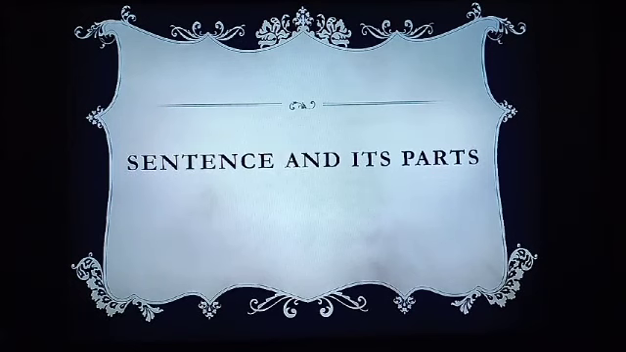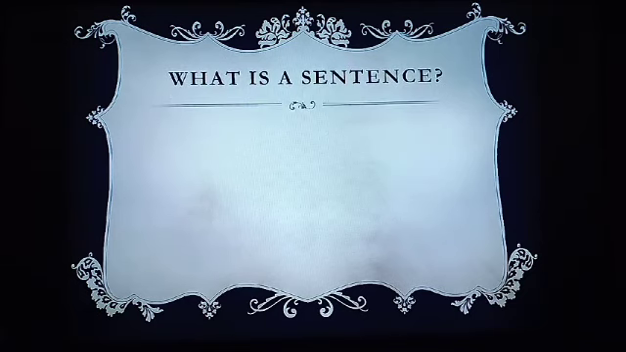In this presentation, we will discuss and understand sentence and its parts. So, viewer, we will start with a simple question. What is a sentence? Well, in grammar, a sentence is the largest unit of any language. In English, it begins with a capital letter and ends with a full stop, maybe with a question mark or an exclamation mark. Also, a sentence is a group of words that makes a complete sense.